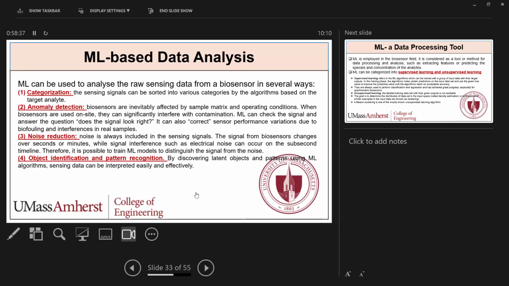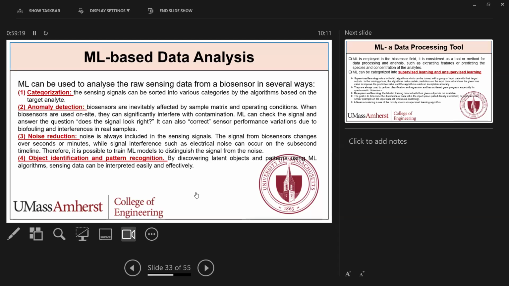As I mentioned, machine learning does several things. It categorizes the sensing signals into various categories using algorithms. We have a lot of electrochemical signals. First, it has to categorize based on the particular analyte, which is the protein. Then anomaly detection: it has to detect what faults or things affect the signal, like when a biosensor is used on site, contamination can significantly interfere. So machine learning can check the signal and answer the question, does the signal look right? That is anomaly detection for cancer prediction.